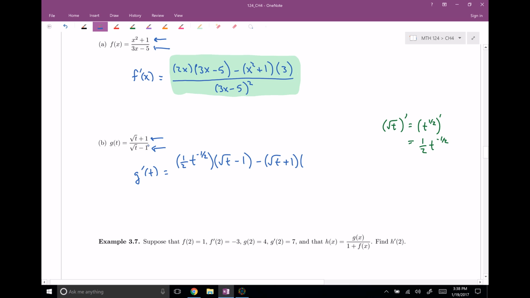So now we're taking the derivative of the bottom. The derivative of the bottom is, again, we're going to use this fact that we know what the derivative of the square root is, 1/2 t to the negative 1/2. And the derivative of negative 1 is 0. It's a constant. All divided by the bottom squared.